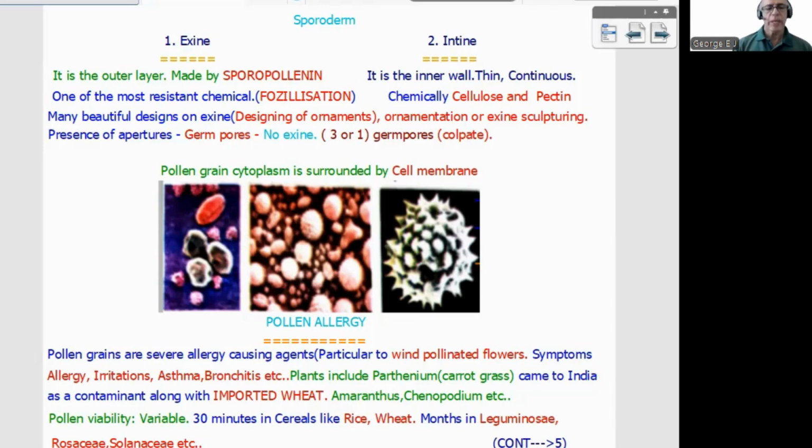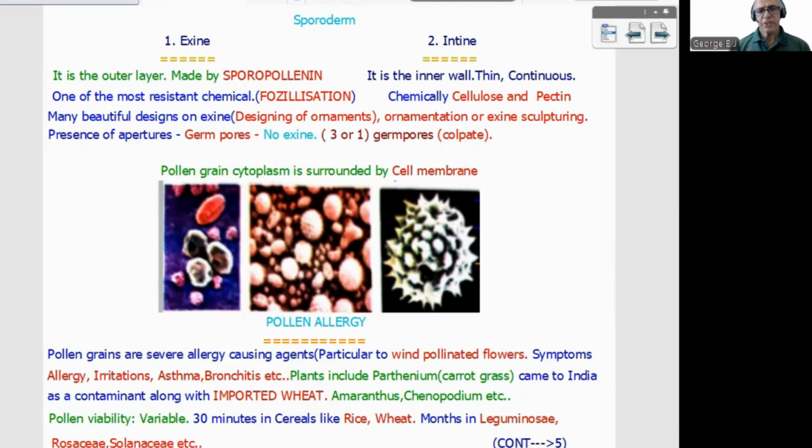Next is pollen viability. Pollen grains are viable, but their viability time is variable. In Gramineae members, plants like rice, wheat, grasses, etc., we can find roughly 30 minutes. It can be extended to months, as in families like Leguminosae, Rosaceae, Solanaceae. These are pure NCERT exam point of view questions, theory and entrance. So pollen allergy, pollen viability.